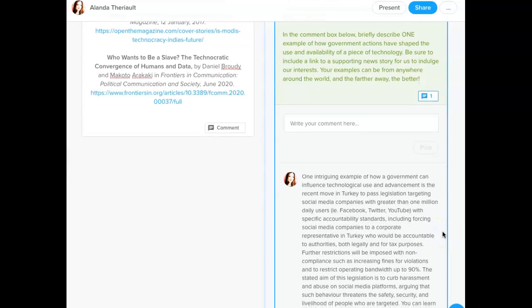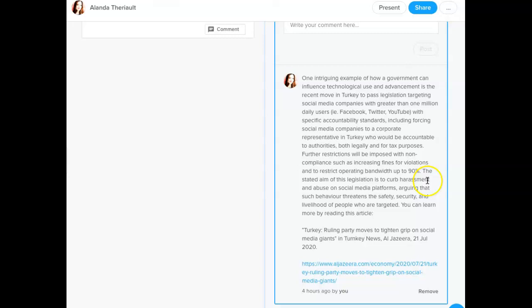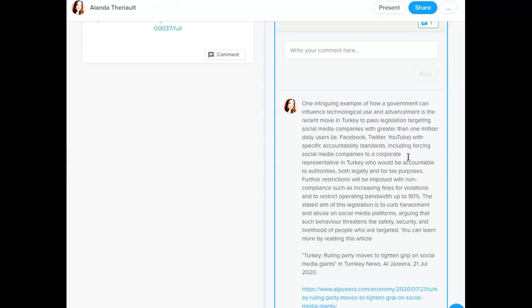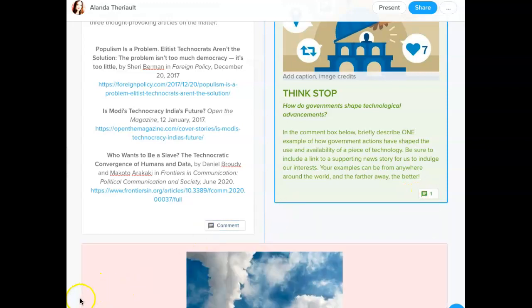So I've included one that I recently came across in July, looking at the ways in which the Turkish government is passing legislation on social media companies like Facebook, Twitter, and YouTube as a way to gain greater accountability standards. So let's pause here, take a moment, and put in your comments in this little Think Stop while the idea is fresh on your mind. I'll see you in a minute.